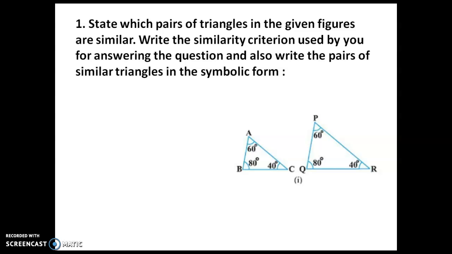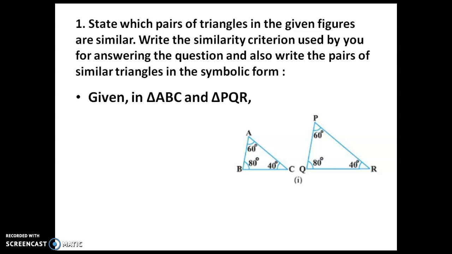So we have to check whether the given pairs of triangles are similar or not, and we have to write in the symbolic form. The symbol we know for similarity, so in that symbol we have to write. That's the question. So the first problem, the picture you can see, this is the given diagram. With this we have to check whether the two triangles are similar or not.